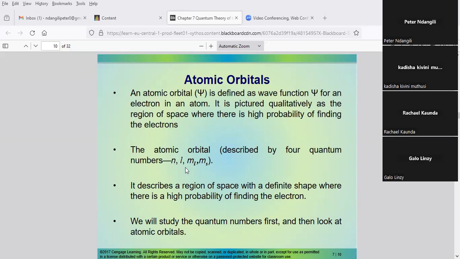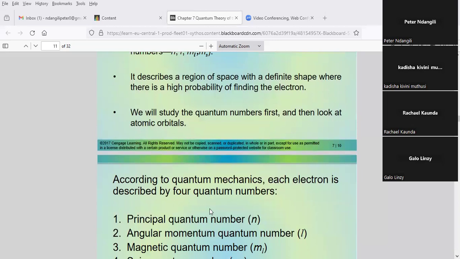I'll spend the rest of the lesson today explaining each of these quantum numbers and how they apply in the determination of the electronic configuration and the number of electrons that a particular energy level can accommodate. An orbital describes a region of space with definite shape where there is a high probability of finding an electron within a particular atom. We will study the quantum numbers first, and after that, we will look at the atomic orbitals.